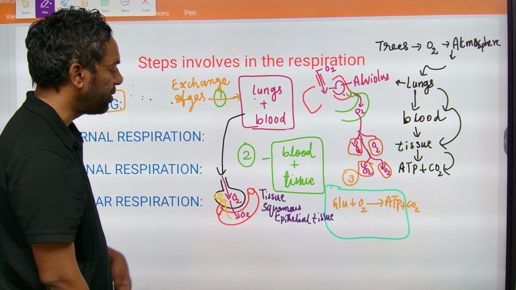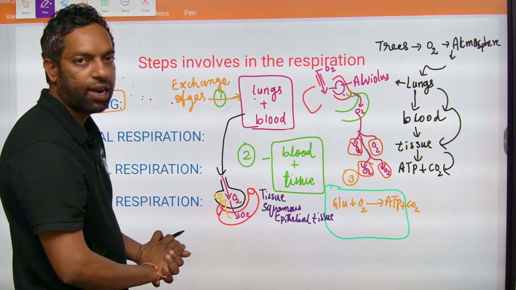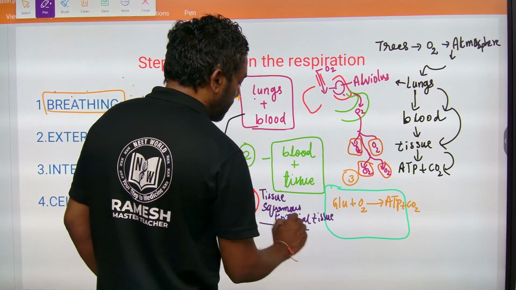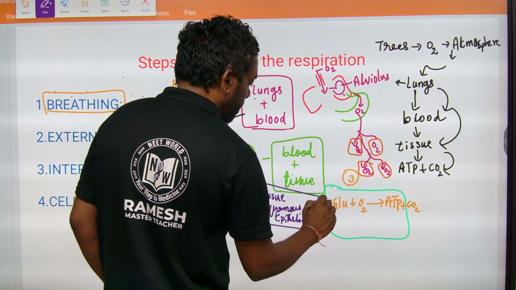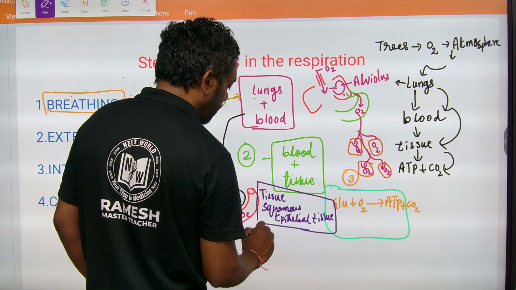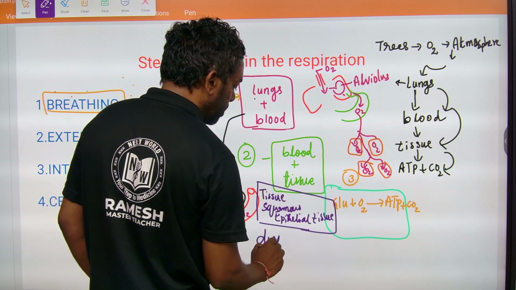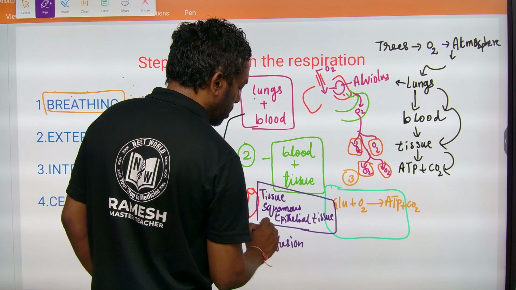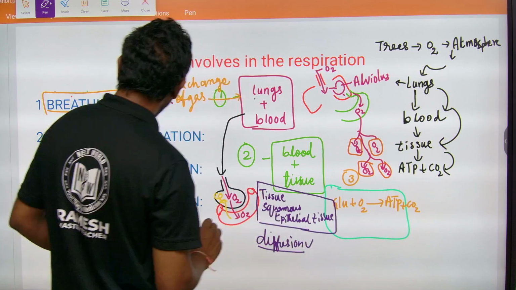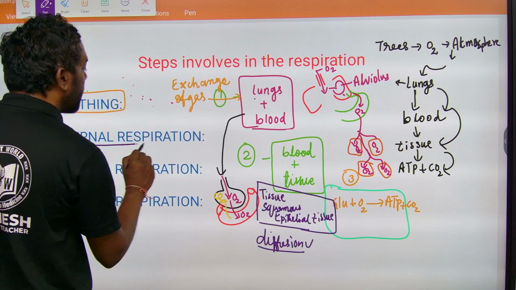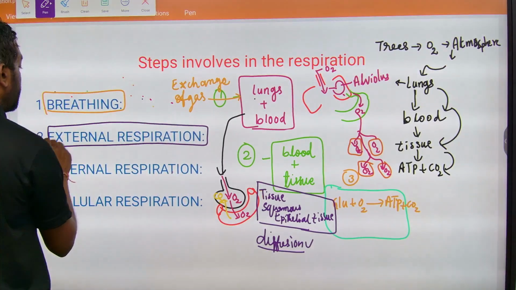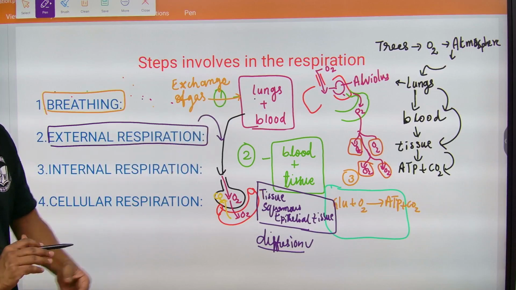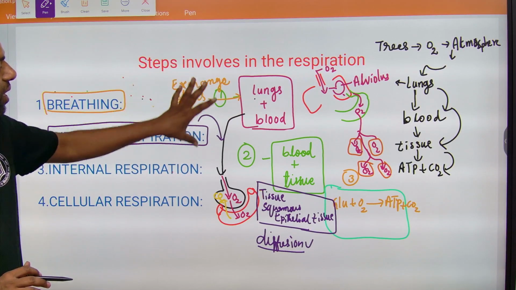Squamous epithelial tissue lies between the blood vessel and the lungs, and the process is called diffusion. This is called external respiration. Between the lungs and blood, we call it external respiration.